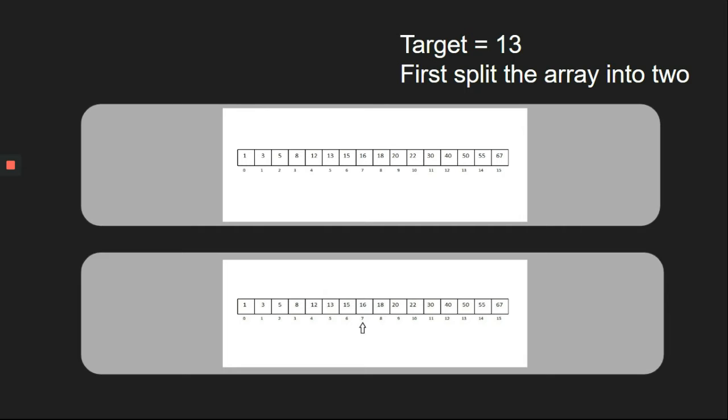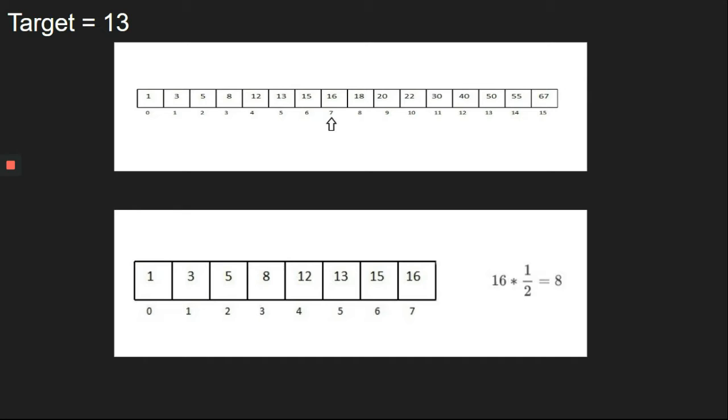The first step is to split the array into two, right down the middle. To do this, we can take the length of the array and divide it by 2. Our length of the array is 16, and we divide that by 2 to get 8. Now that it is split, we check to see if our target, 13, is less than or greater than our middle element. In this case, it's less than our middle element of 16. So we can throw away the larger values and continue splitting up the lower value array.